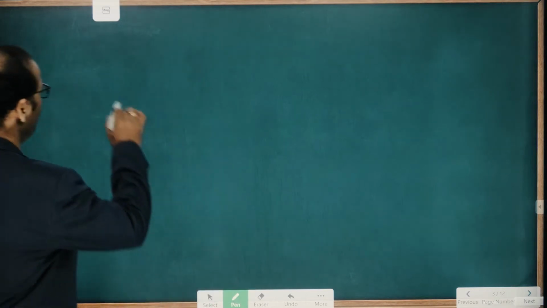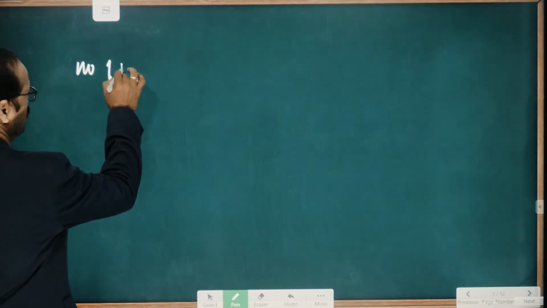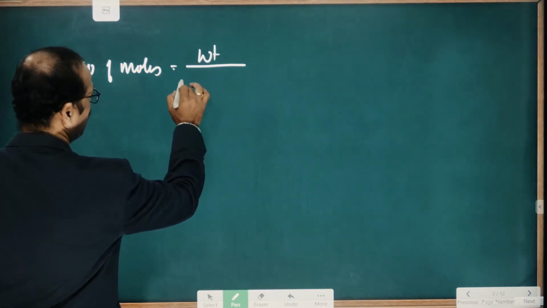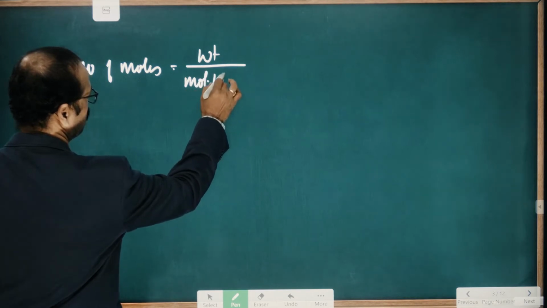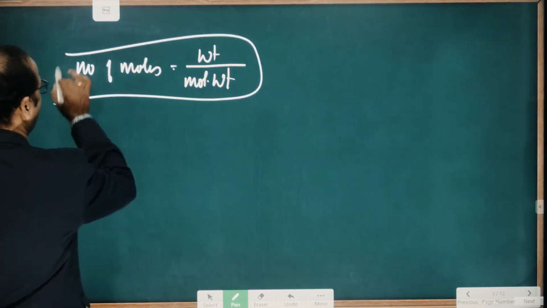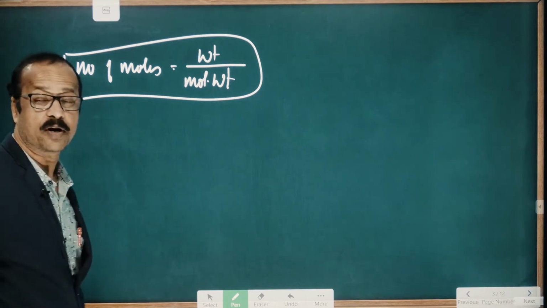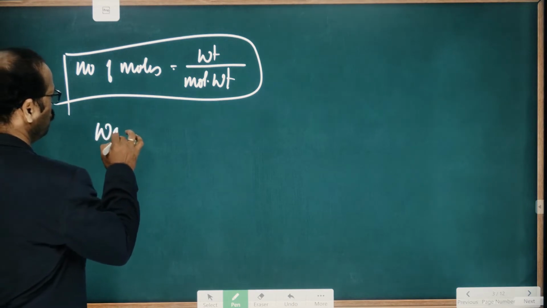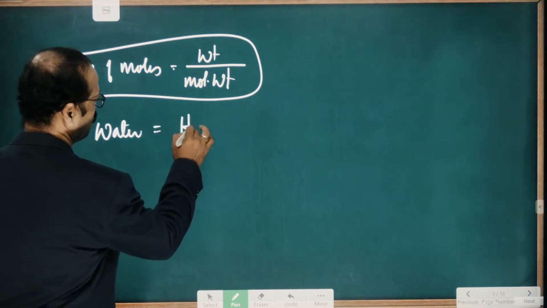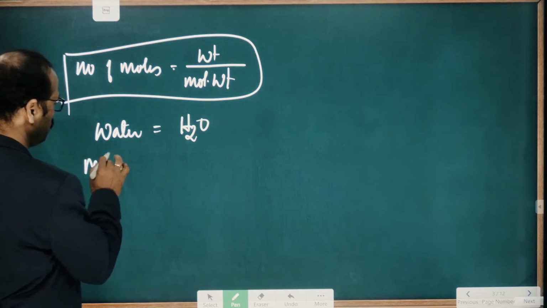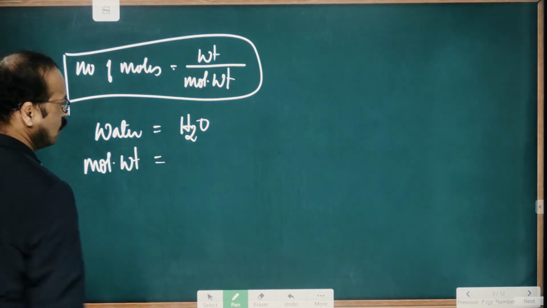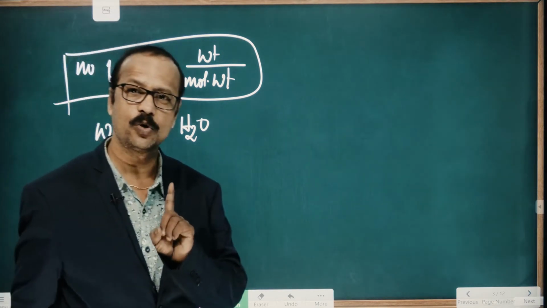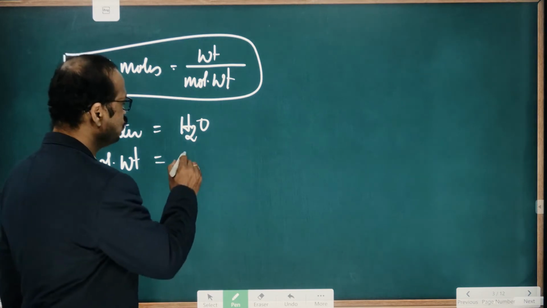Under the same formula, number of moles is equal to weight of substance by its molecular weight. This is the formula. Now, what is the formula of water? Good, H2O. Now, let us find the molecular weight of water. How many hydrogens are there? 2 hydrogens. Each hydrogen atomic mass is 1. So, 1 into 2 is 2.